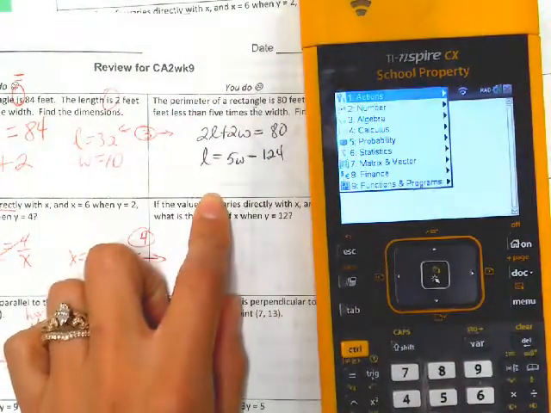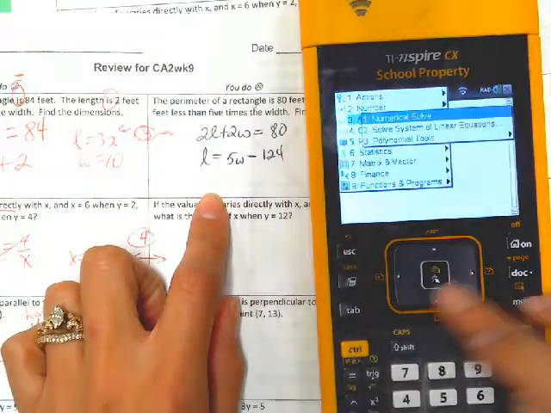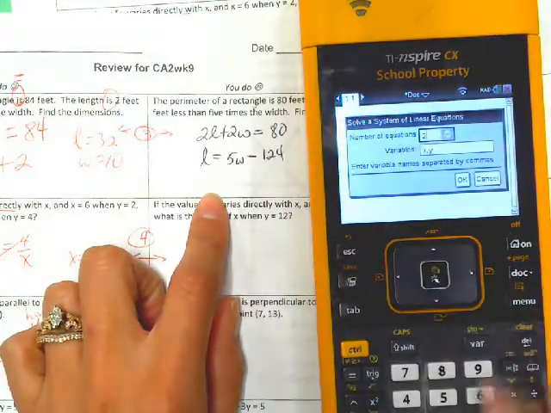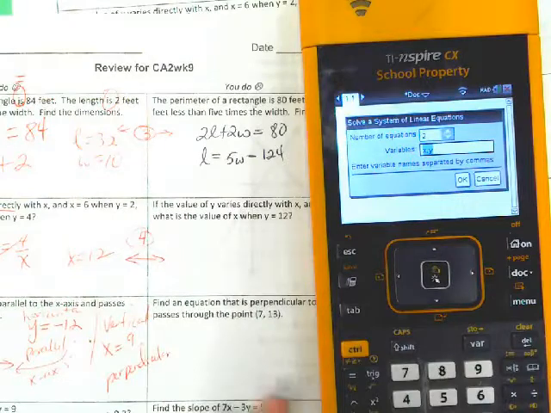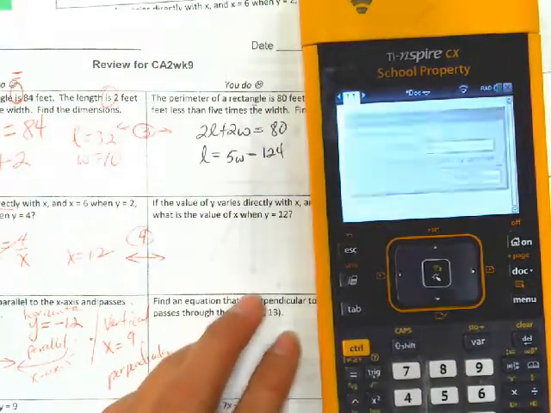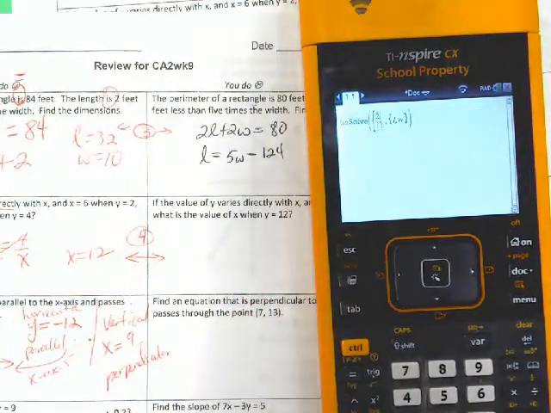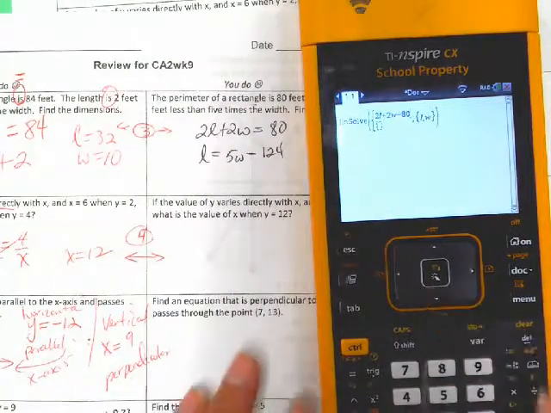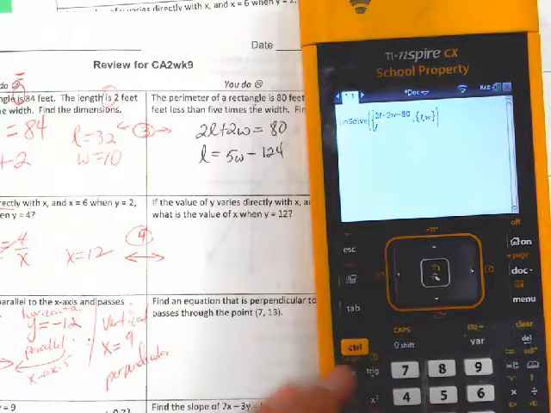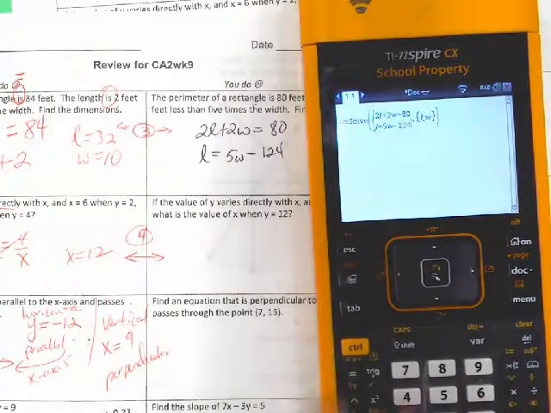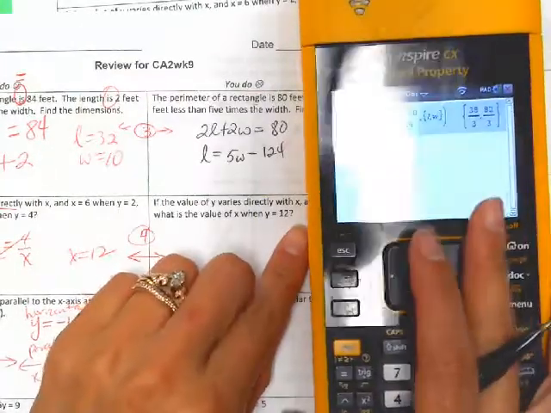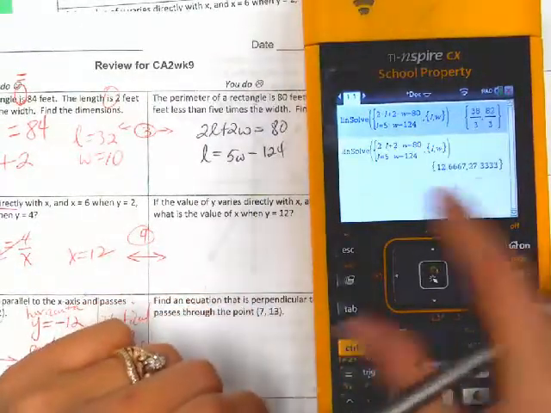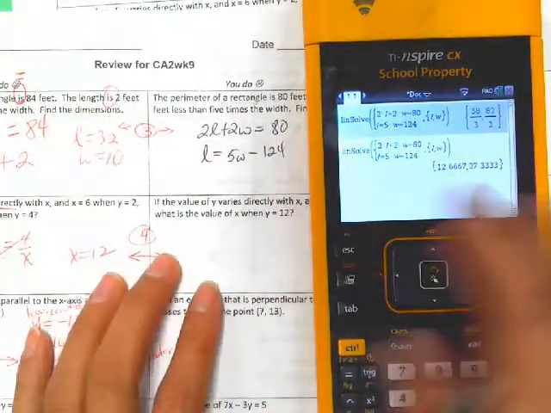So you plug it into menu, algebra, solve systems, then change that x to L and W. 2L plus 2W equals 80. And then L equals 5W minus 124. Okay, so you end up getting a fraction, which is fine, but it's actually the wrong answer. I don't really believe that it should have been the answer.